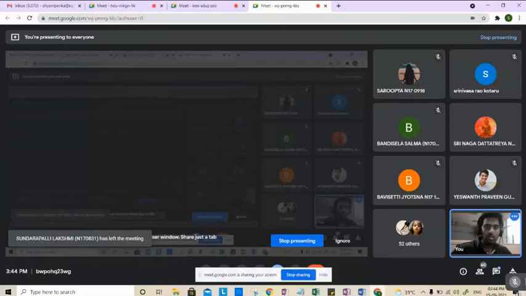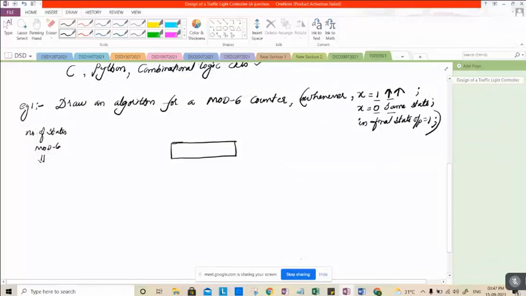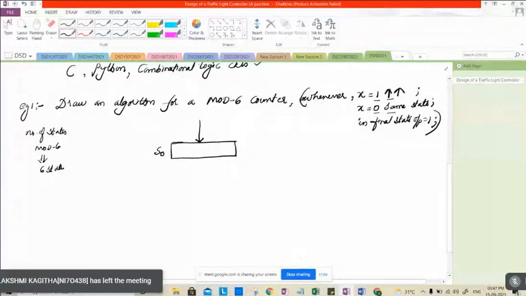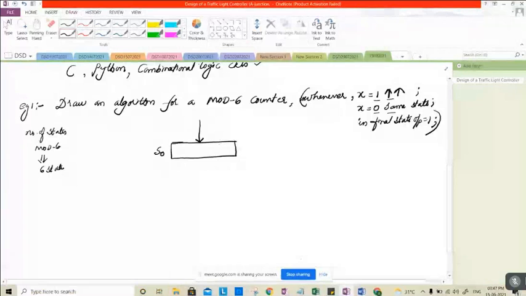If it is done, you may send a message. Right, 6 states. Let this be the state S0, the initial state, the first state. How many bits are required for representation of this particular state? 3 bits. In this mod 6 counter, how many bits are required for representation of S0? 3 bits: 0, 0, 0.